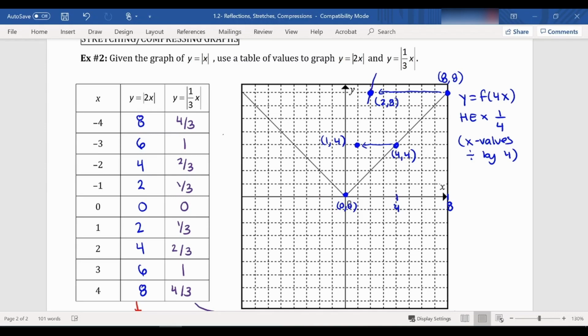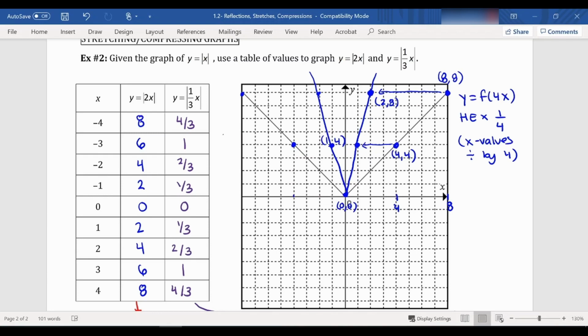And I could now connect these points this way. And I could do the same thing on the other side. When x is -4, now what's going to happen is it's going to move over to be -1. When x is -8, it's going to move over to be -2. And I can connect those. So I don't need the table of values.